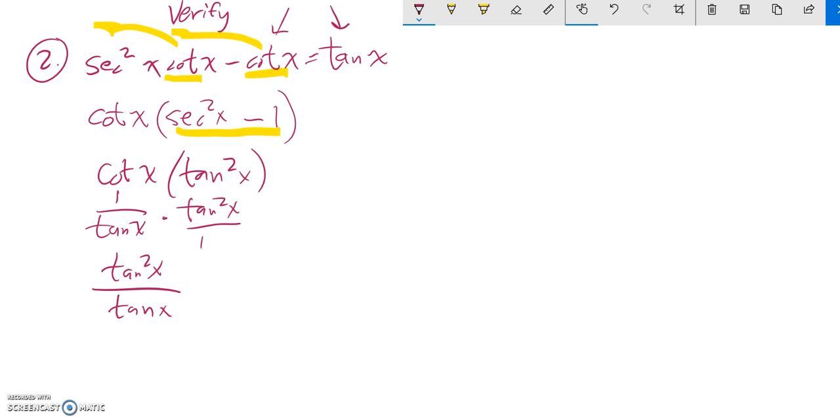This tangent can divide out one of these tangents. These are two tangents multiplied together. So that leaves me with just a tangent. And there it is.